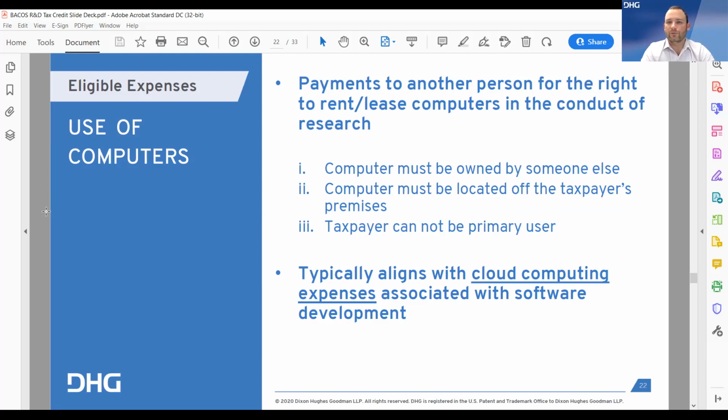Within this use of computers category, really the theme is that it's going to be cloud computing expenses. So if you're paying Microsoft Azure, Amazon Web Services, or another cloud computing function to do development related activities, then that may qualify. If you're paying a hosting expense to host your software or whatever you're looking to provide to customers, that's going to be operational. But if you're using a portion of that space for development activities, that may qualify.